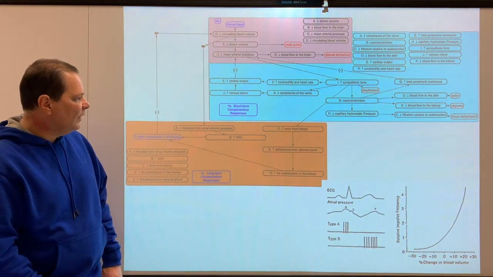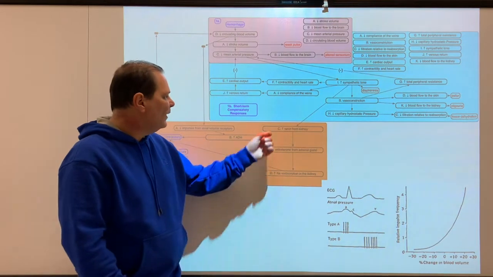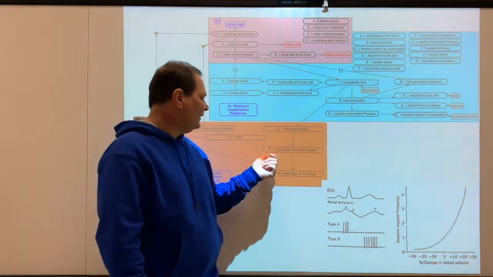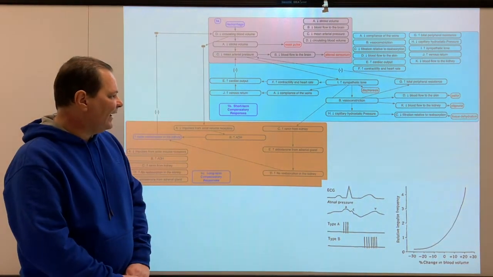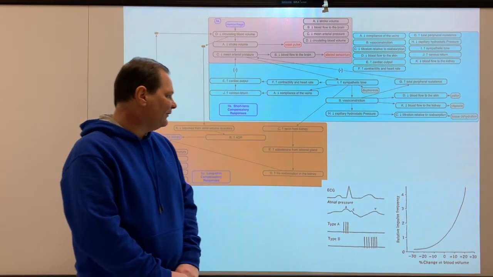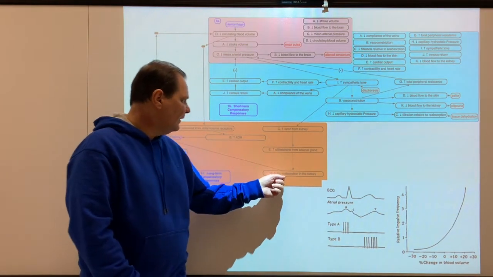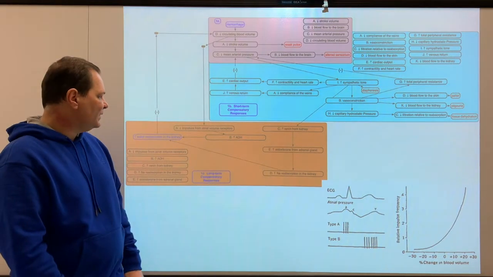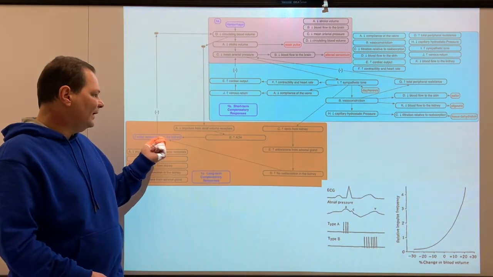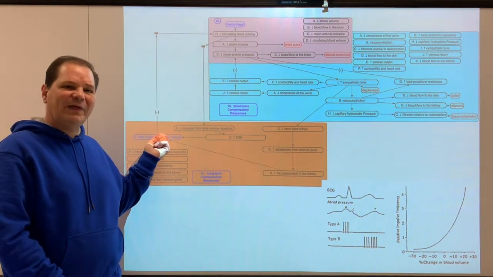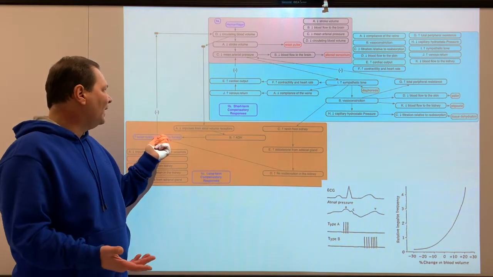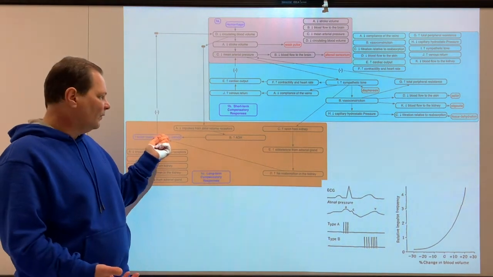In terms of our long-term reflex response, we've increased renin from the kidney, which increases angiotensin, which increases aldosterone from the adrenal gland, which increases sodium reabsorption from the kidney. We increase water reabsorption with that, and we inflate our blood volume back up toward normal.